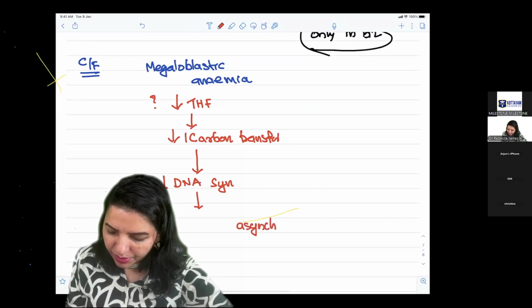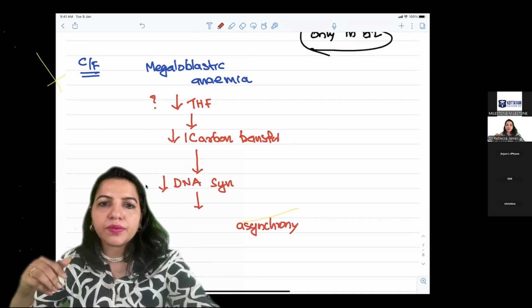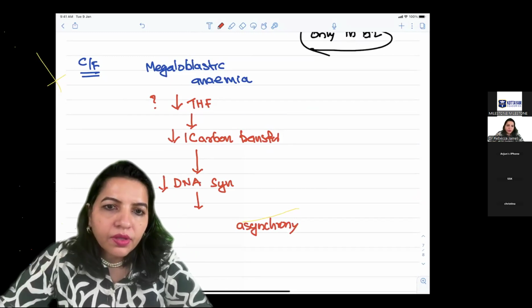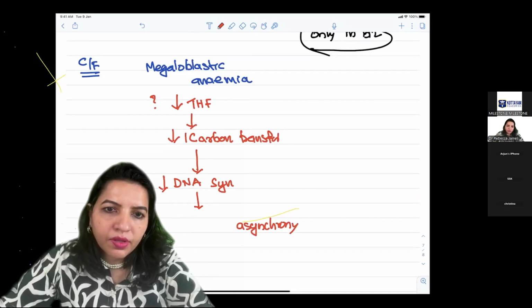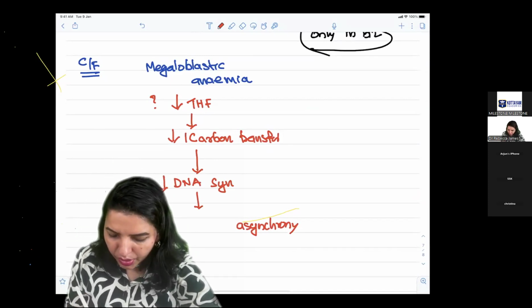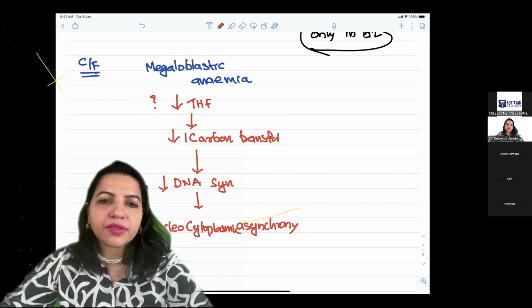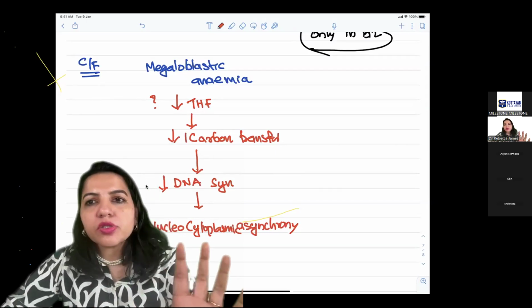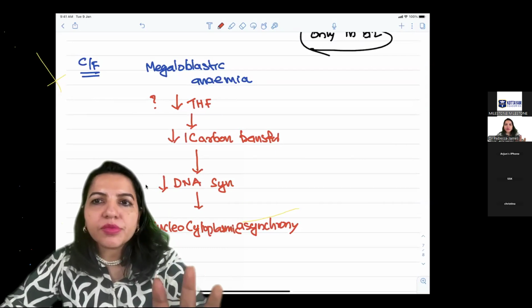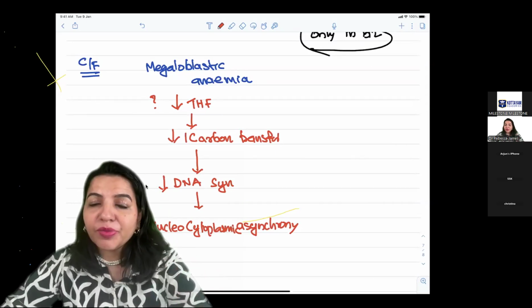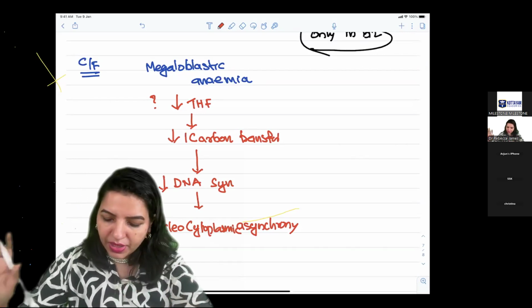Can anybody tell me what this asynchrony is? Nucleocytoplasmic asynchrony. Why? Because nuclear development is less, but cytoplasm is properly developed. So that is why nucleocytoplasmic asynchrony.